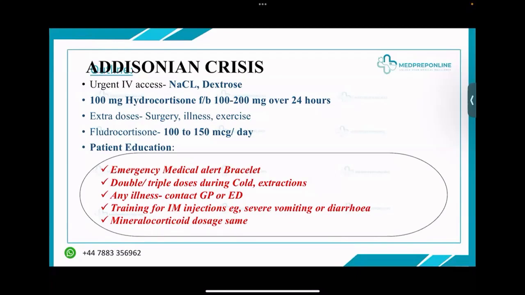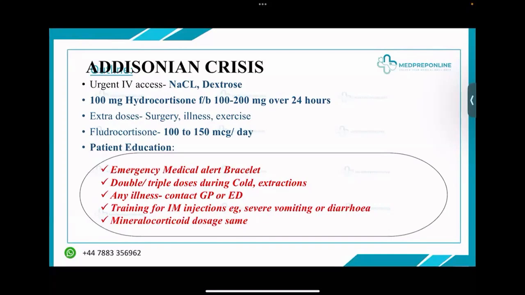And all the patients of Addison's disease have to be educated regarding certain points. First, they have to wear an emergency medical alert bracelet. They have to either double or triple the dose during cases of common cold or any tooth extractions. If there is any illness, they have to contact their general practitioner or the emergency department because we know they can't handle any infections or any stressful situations. Plus, you have to provide them with parenteral injections. They have to be trained for intramuscular injections in case they are unable to take their oral doses, like in case of severe vomiting or diarrhea.